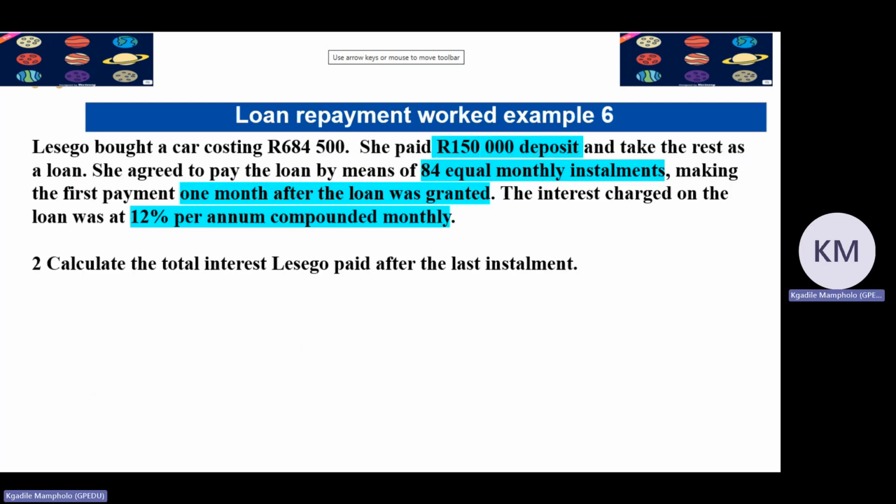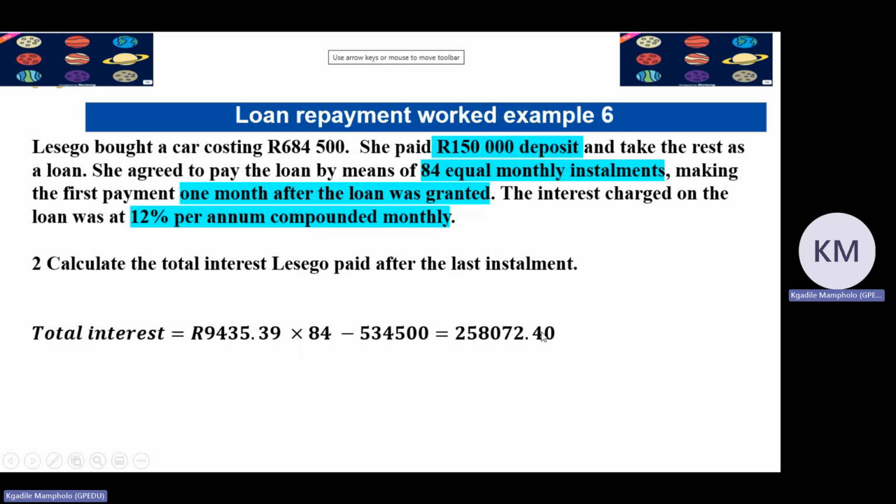Calculate the total interest Lesotho paid after the last installment. Like I said, the total interest is the installment multiplied by the number of installments minus the loan. In this case, what was the installment? R9,435.39 times 84, because you're supposed to meet 84 installments, then minus the loan. We calculated the loan, which was 684,500 minus 150,000, which is 534,500. Then this will be the total interest.